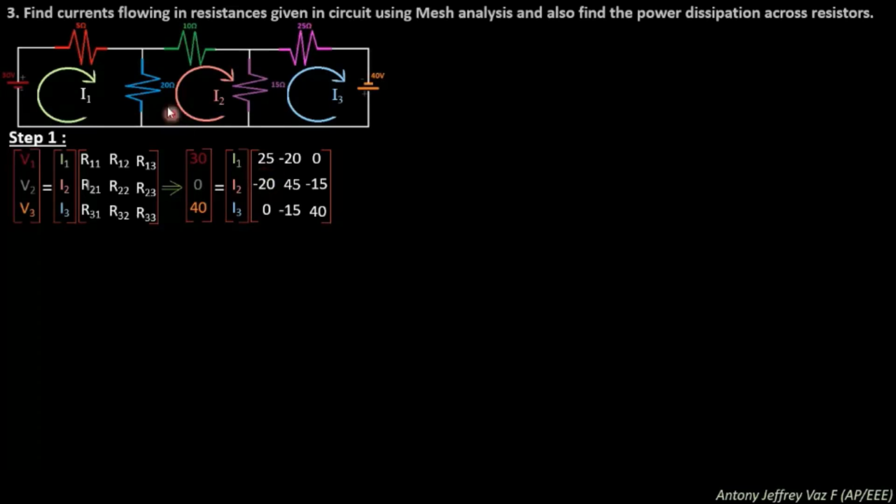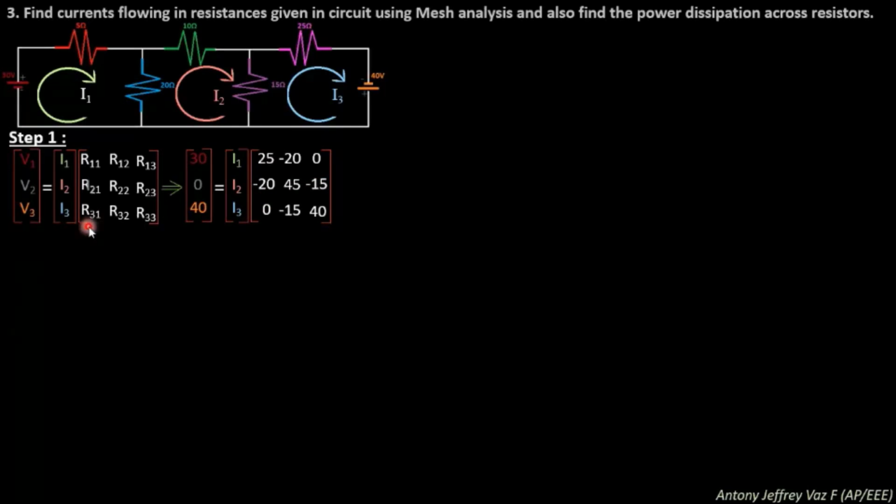Okay, and for loop 2, what you need to do, R22, is 20 plus 10 plus 15. Add all the resistances across loop 2. 20 plus 10 plus 15 is nothing but 45. For R23, the common between loop 2 and loop 3, what is the common resistance? Which is nothing but 15 ohm. So what you need to make is minus 15. Very easy. Put minus 15. So loop 1 is minus 20, the R22 is 45 and R23 is minus 15.